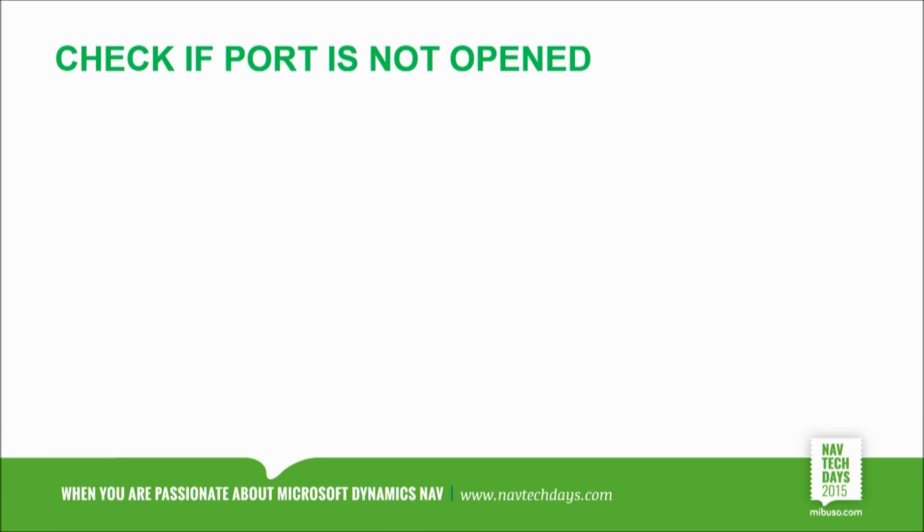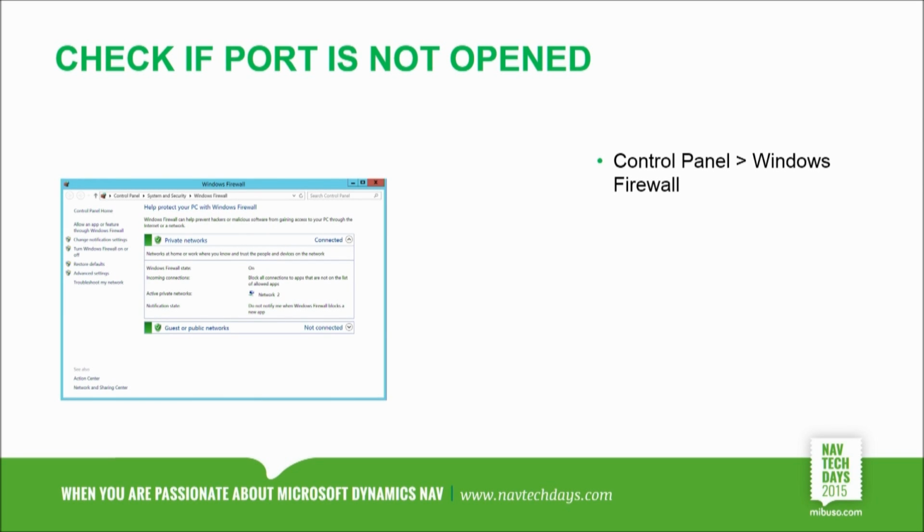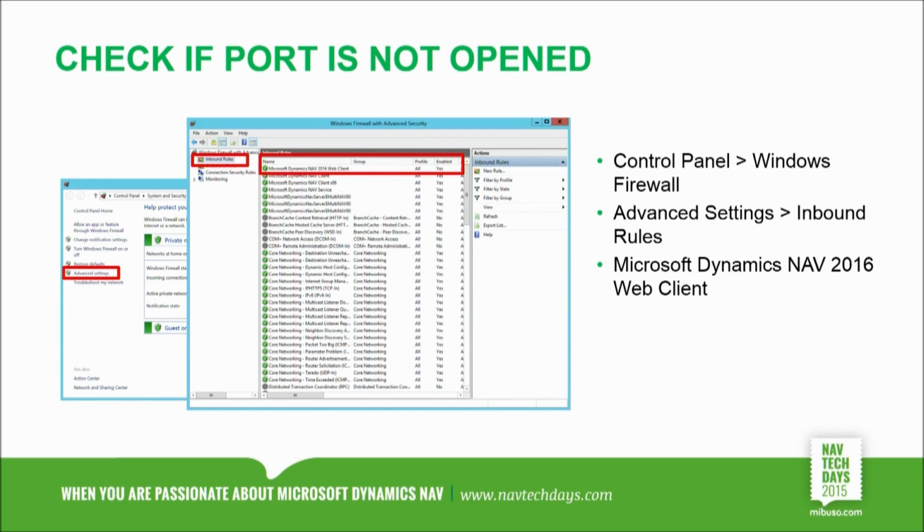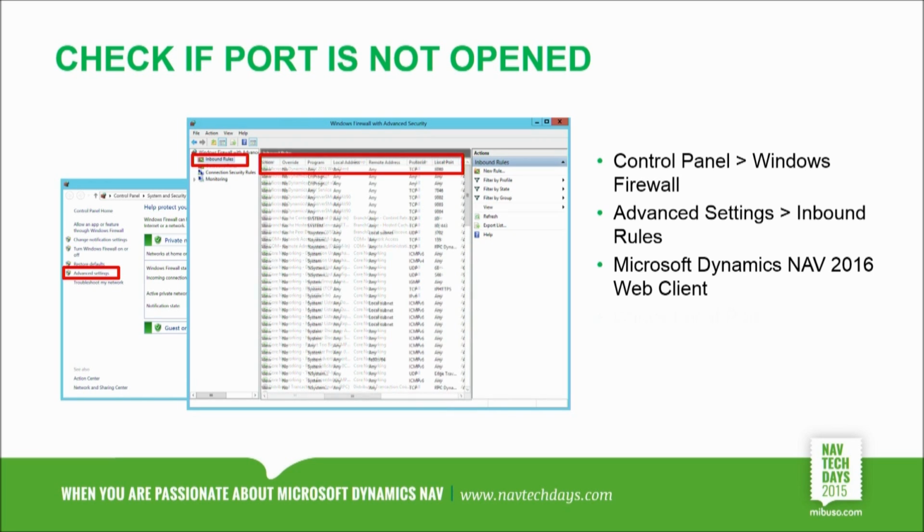When you open an endpoint, for example 8080, you can still have a problem that you cannot open the web client. If you have this situation, you have to go to your virtual machine, open control panel, and in Windows Firewall, open inbound rules and check if we have Microsoft Dynamics NAV 2016 web client with an open port. You need to check the local port. If you cannot open the web client, this is the reason.